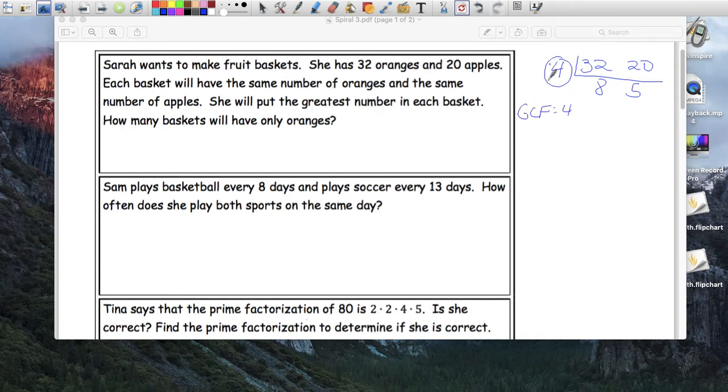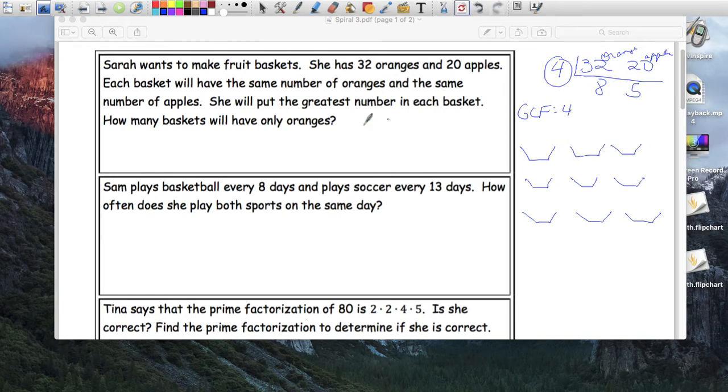It means that I can make baskets, right? And in each basket, and here's my basket, I'm going to put either 4 oranges or 4 apples in each basket. So let me make baskets. I don't know how many baskets I'm going to make. I'm just going to make quite a few. So let's talk about 32 with the oranges and 20 was the apples.